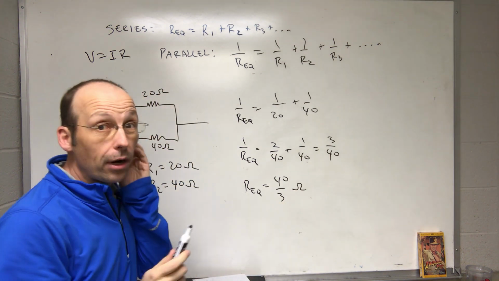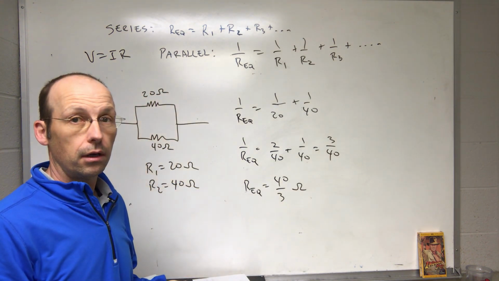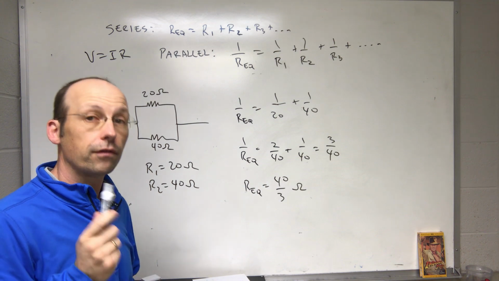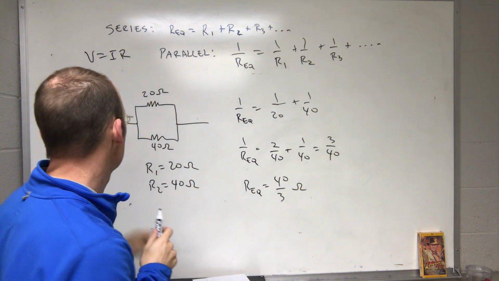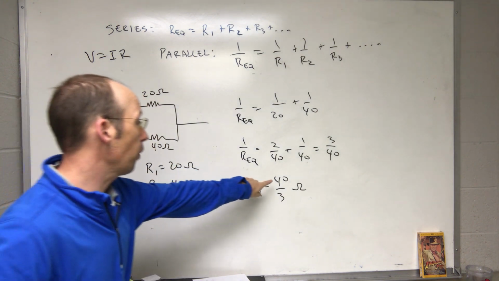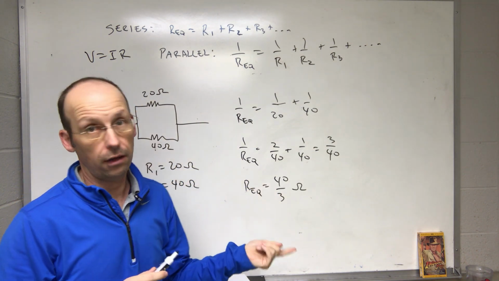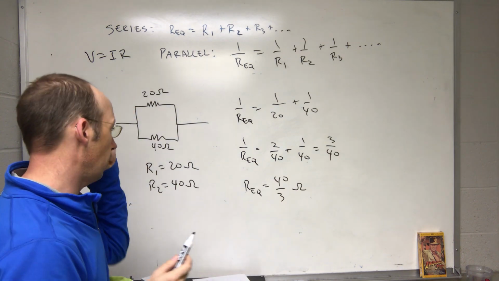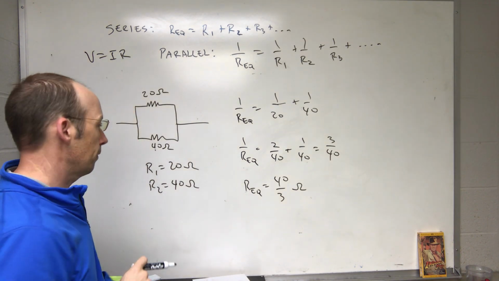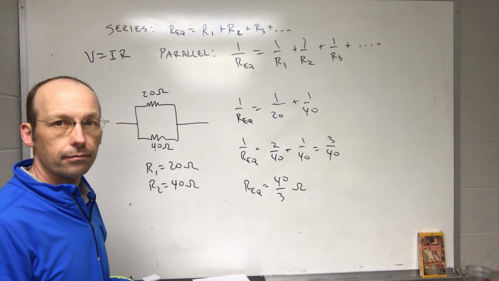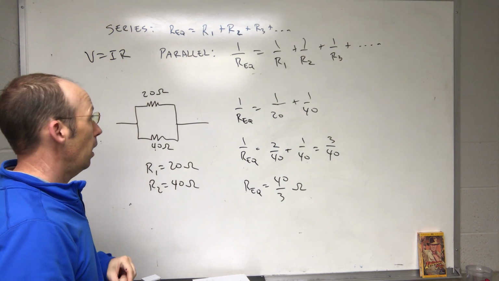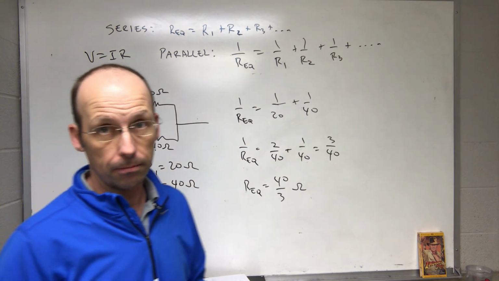Okay. Now let me point out something really, really useful here. Your answer for the resistance should be less than either resistor. So here I have a 20 and a 40. 40 divided by 3 is less than 20, okay, because 40 divided by 2 is 20. So that's a good thing to check. It should be lower than either one. There, did it. Okay, let's do a more fun problem.